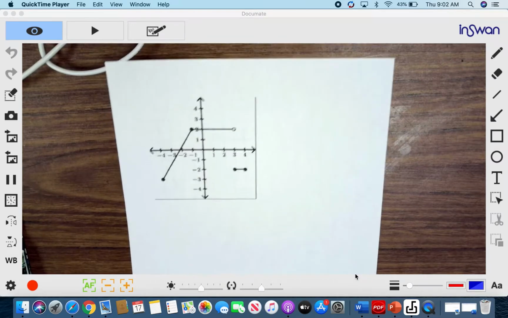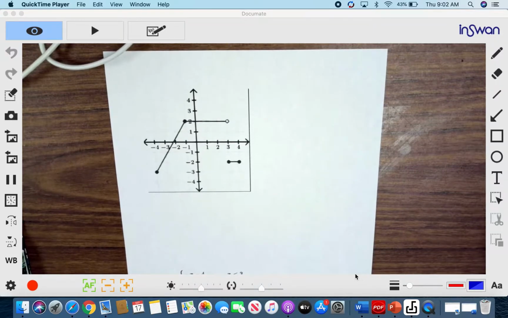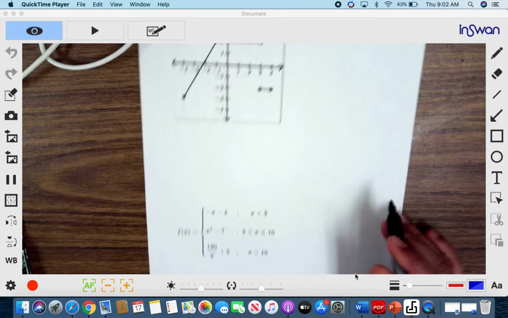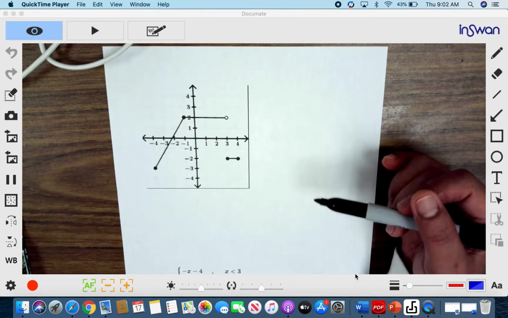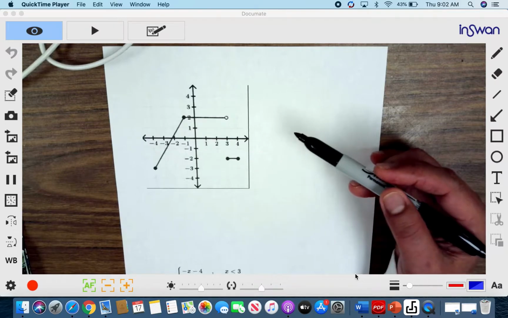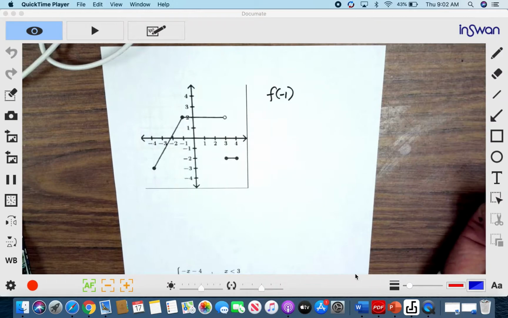I will still be doing it because you might have forgotten it: how to evaluate piecewise functions using the graphs or using the equations. So let's go ahead and do first how to evaluate piecewise functions using graphs. Supposing you're asked to find what is f of -1.